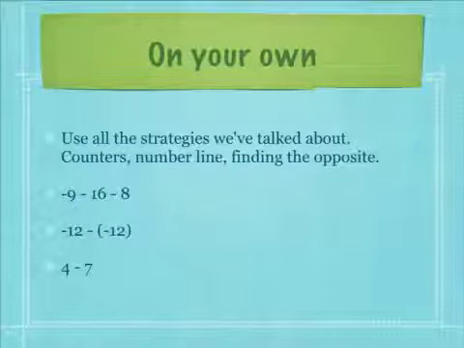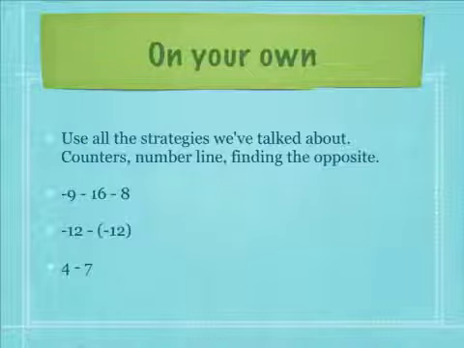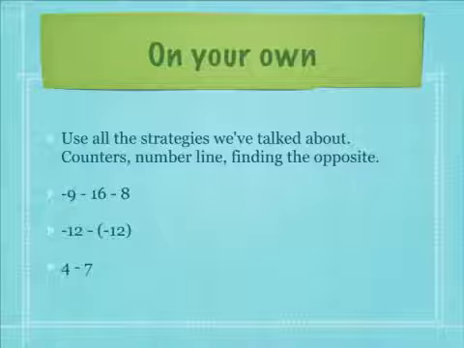Now you're going to do these 3 problems on your own. I would like you to use the strategies that we've talked about. So whether you show your work through counters, through a number line, or finding the opposite, you have 3 problems. So I'd like you to use all 3 ways. So for number 1, you could do the counters. For number 2, the number line. And number 3, you could find the opposite.